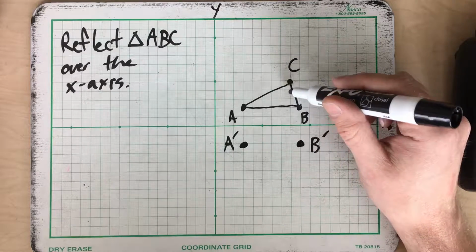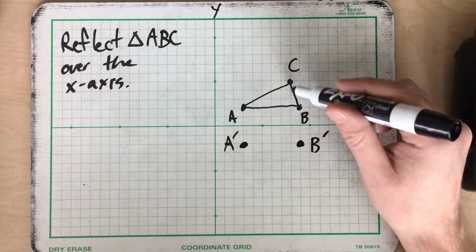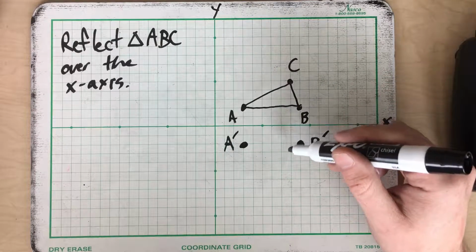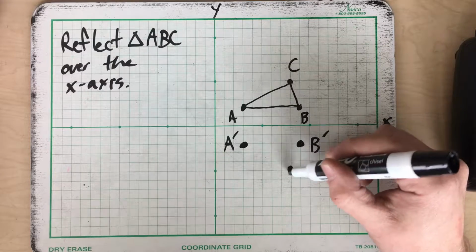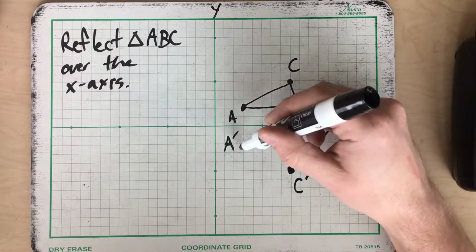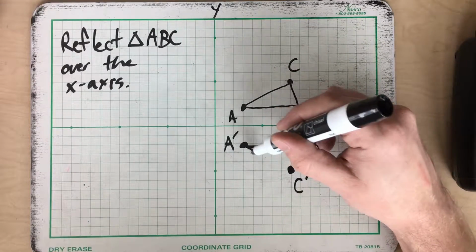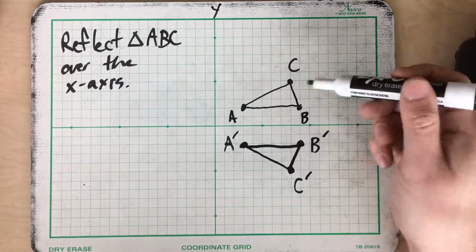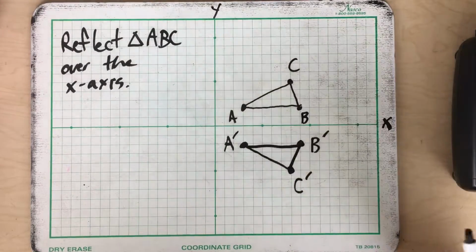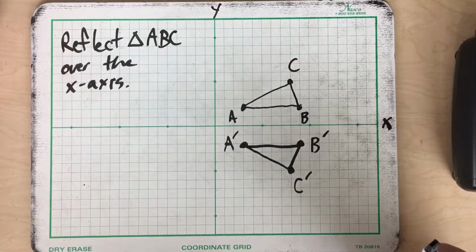Now for point C, we are going to measure up. We're at 1, 2, 3, 4, 5 up. So we're going to come straight down. 1, 2, 3, 4, 5. So this is C prime. So our new triangle, triangle A prime, B prime, C prime, is right here. It's just been reflected straight over the x-axis.